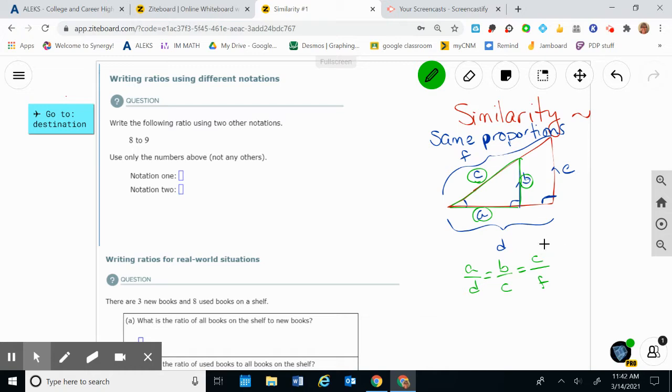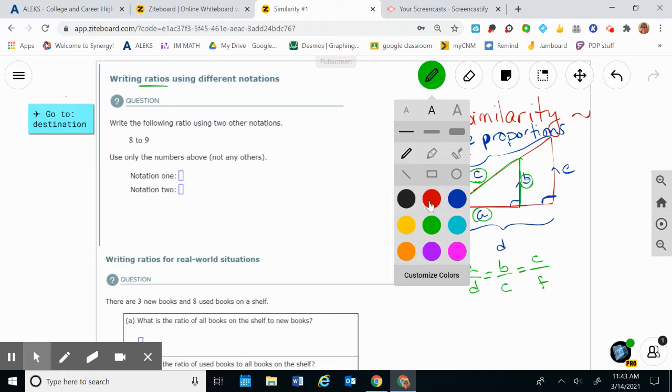What's cool about this is that if you know any three relationships, or at least know that they're similar, you can figure out all the rest of the sides given just a very small amount of information. So that's where we're headed with this. We're talking about proportions and similarities. We're going to start with just simple ratios because everything in similarity has to do with ratios, so you have to get really comfortable with them.